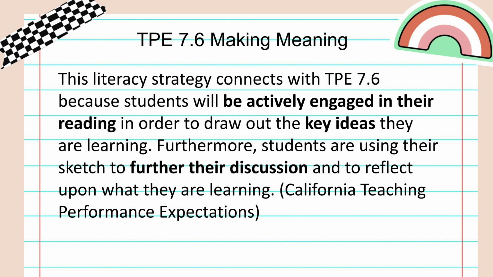Sketching my way through the text adheres to TPE 7.6, Making Meaning. This literacy strategy promotes students' active engagement in reading and allows students to draw key ideas from what they are learning. They can also use sketches to further their discussion and reflect on evidence from the text.